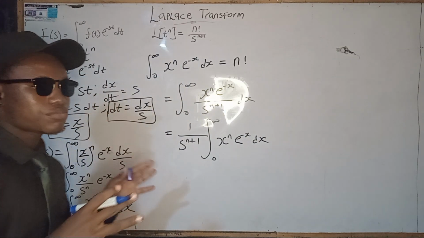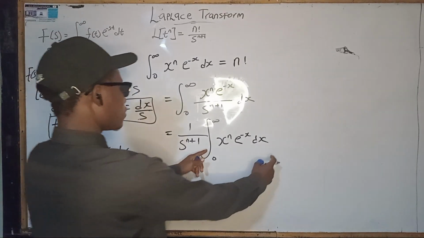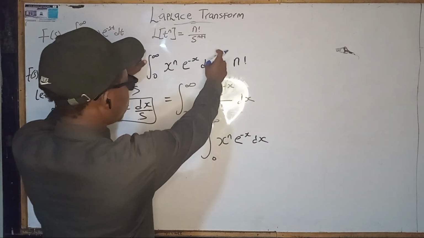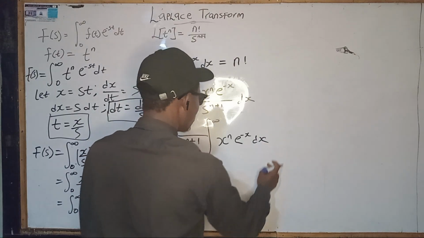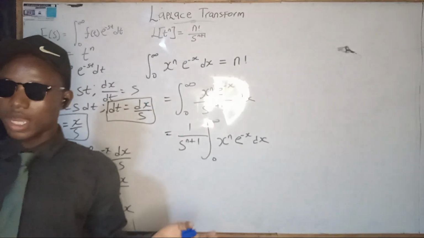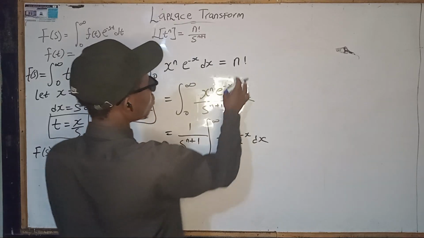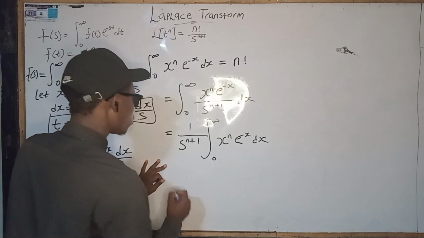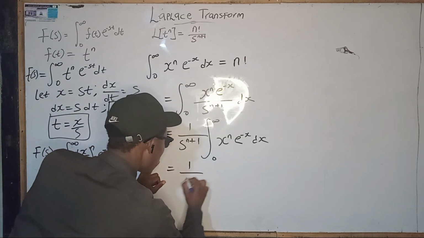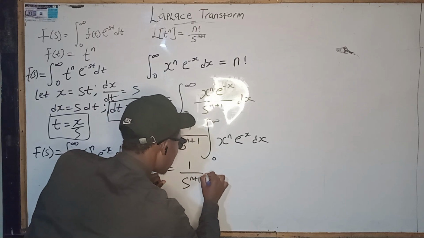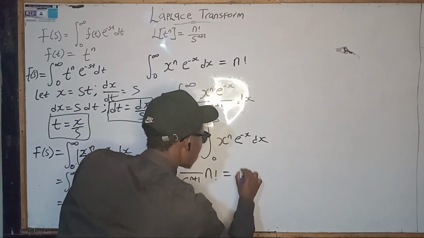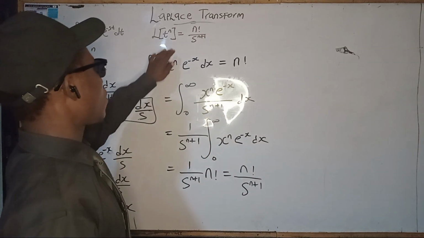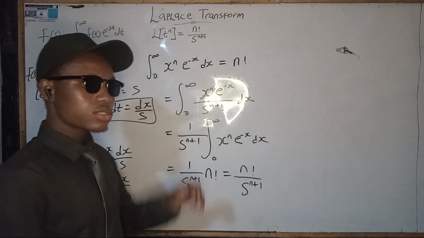Now I believe you are able to see that we have successfully found this gamma function right here. We are able to bring it outside. So we just use our gamma function, that this here is equal to n factorial. Moving on, this will be equal to 1 over s raised to the power n plus 1 times n factorial, which is the same thing as n factorial over s raised to the power n plus 1. Now this is how we got the value of this using the gamma function.